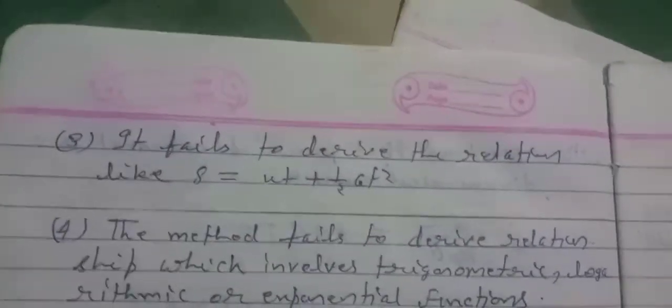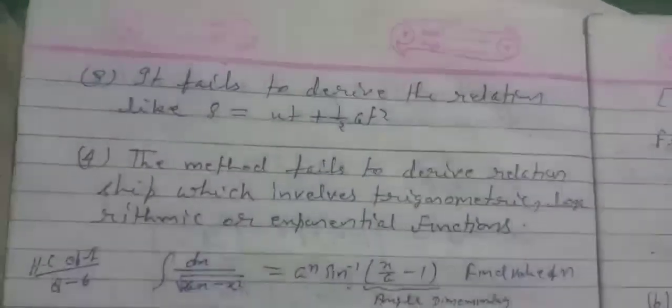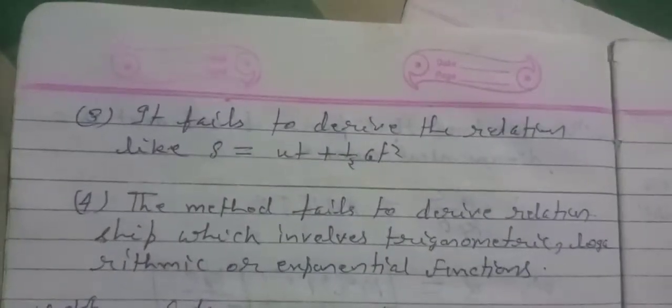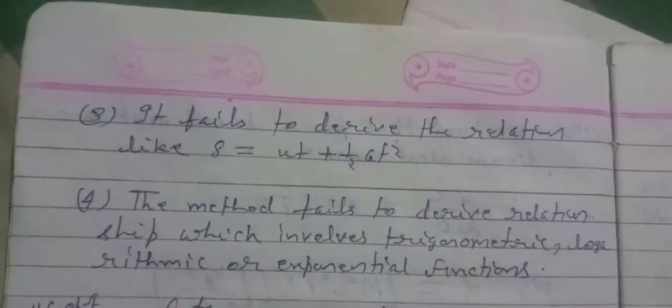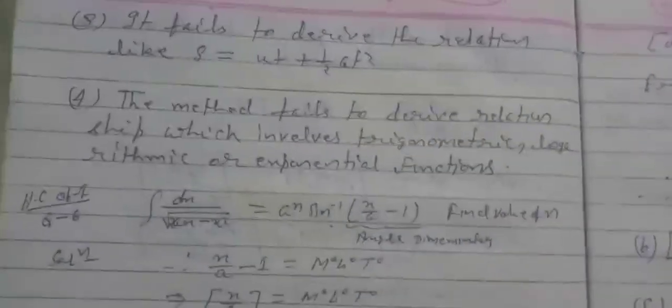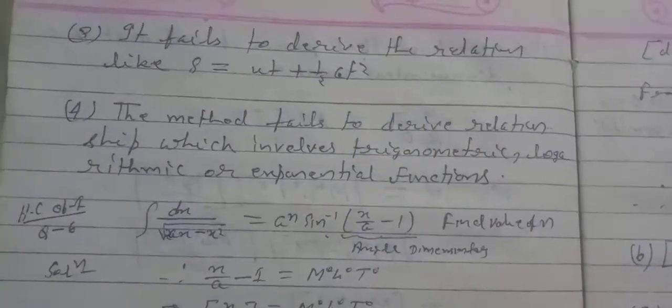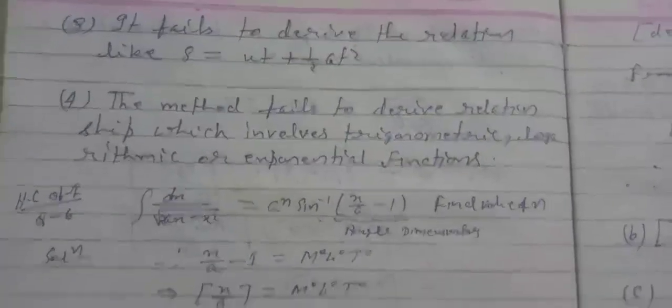See, it fails to derive the relation like s equals ut plus half at square, meaning equations in which there is summation and subtraction type of terms. Fourth, the method fails to derive relationships which involve trigonometric, logarithmic or exponential functions.